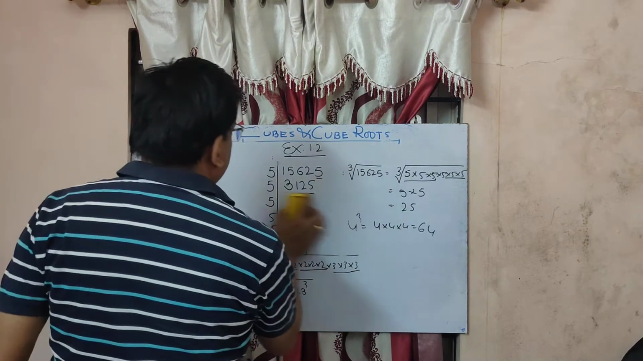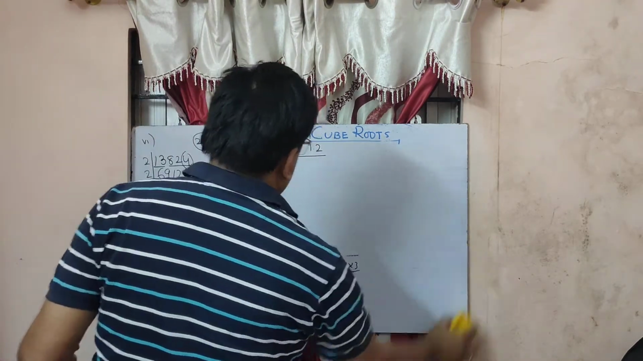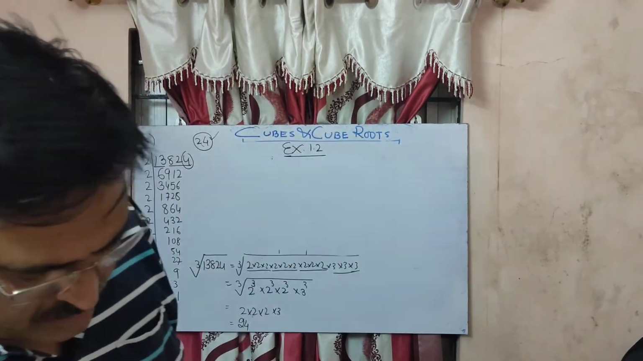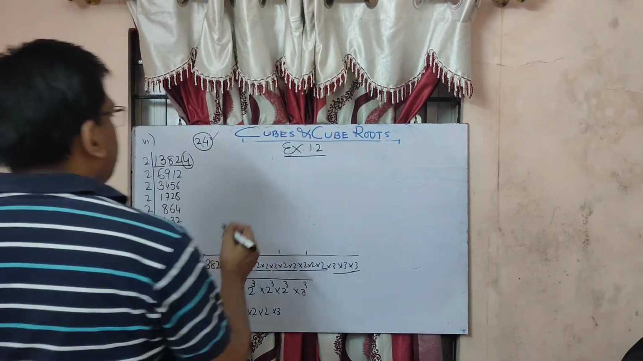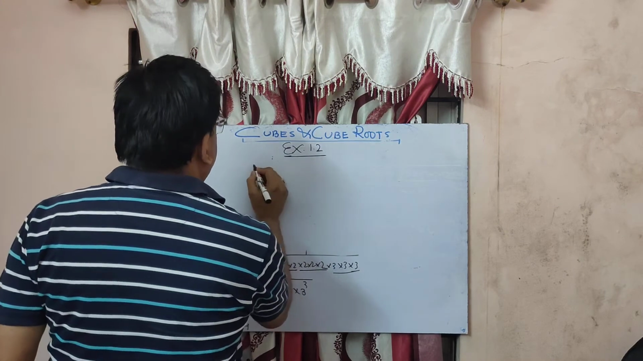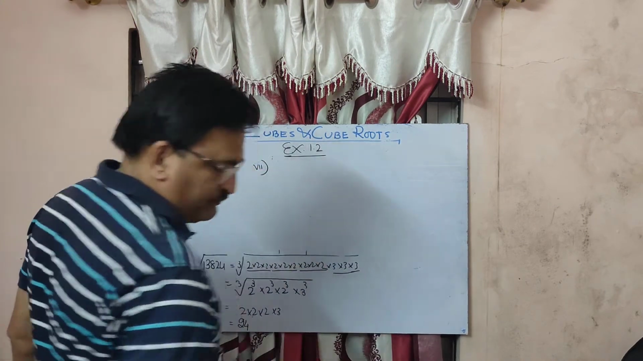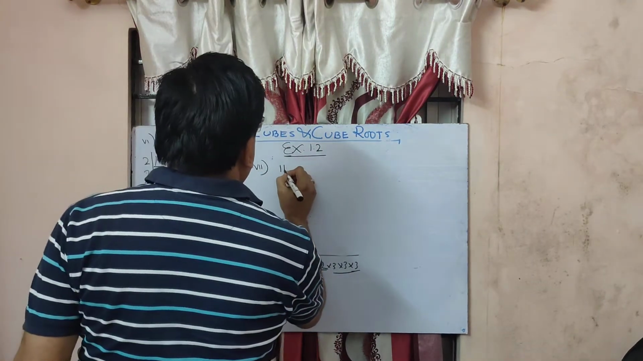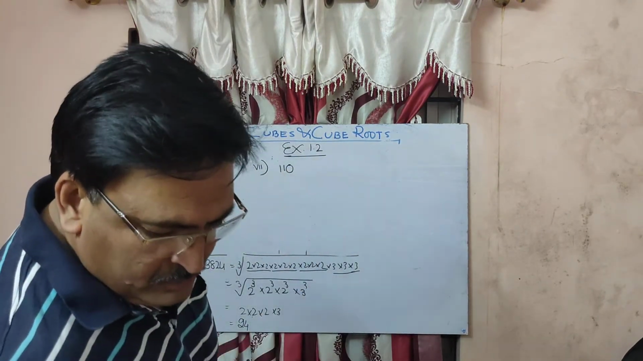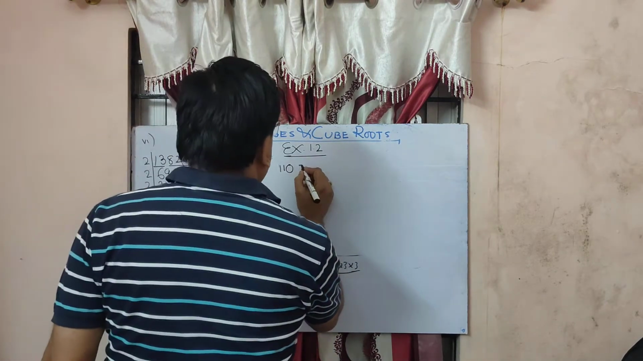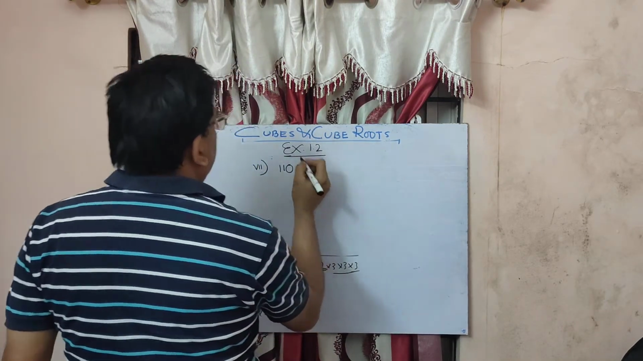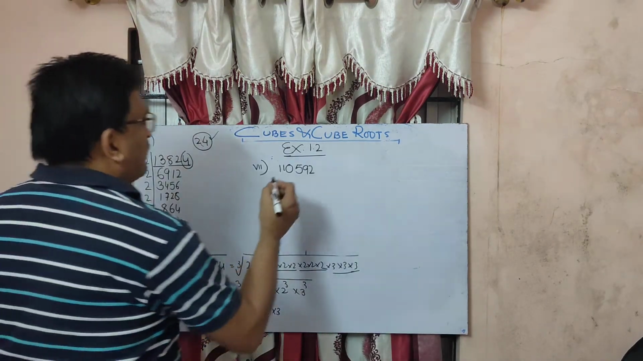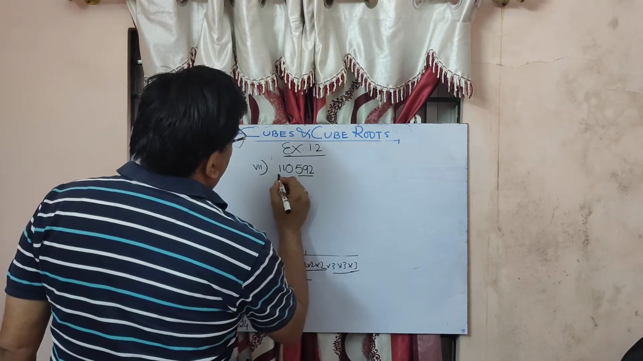Another one we will do. That is the seventh one. 110592. So now initially we'll do it by the other method. So again now 3 digits in a group, and here also 3 digits in a group.